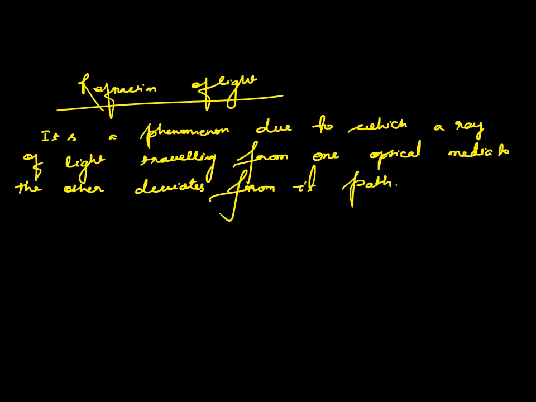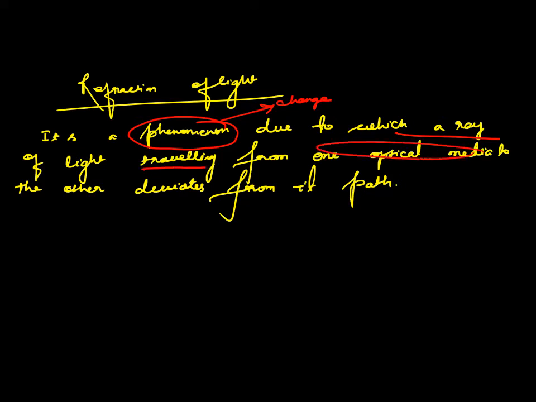Now that's really interesting to know. We are going to do some Sherlock Holmes thing. That is, we are going to see where are the nuances, small things present in this definition. So it's a phenomenon. Children, what's a phenomenon? In sciences, we refer phenomenon as any change that takes place around us, due to which a ray of light traveling from one optical media. Now, what is this optical media? It's anything through which light can pass.